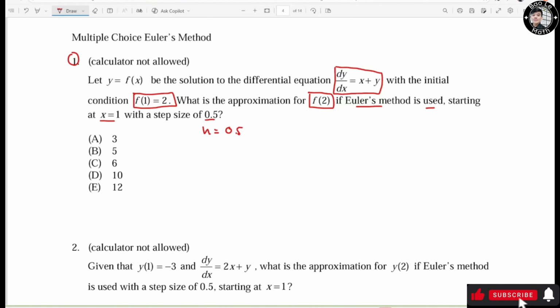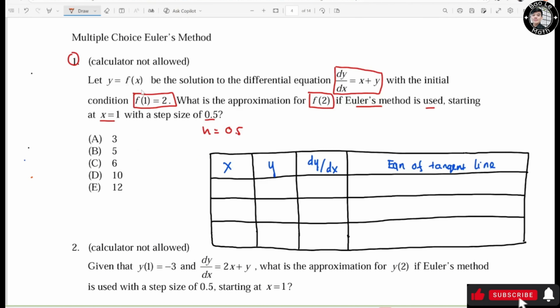Now we just get the table. Alright, initial condition is right here, x equals 1, y equals 2. So we just place 1 and 2 over here, right? Now the step size h equals 0.5 and the final value of x should be 2, right? So you just keep adding 0.5 to x value until you get 2, right? So 1 right here, 1.5 right here, and 2 right here. We stop right here, right? Because we need to calculate f of 2, right?